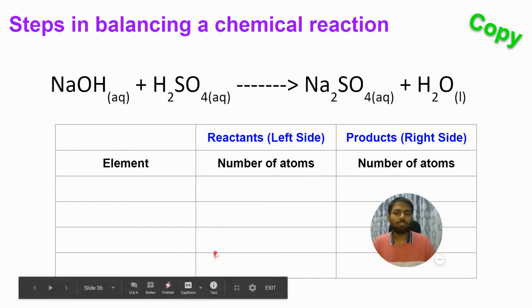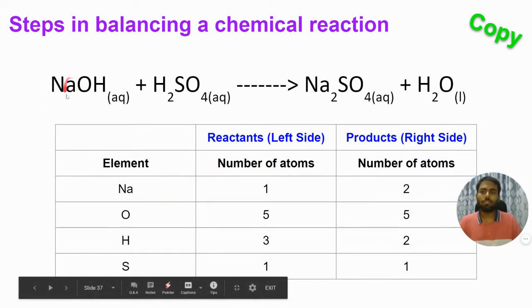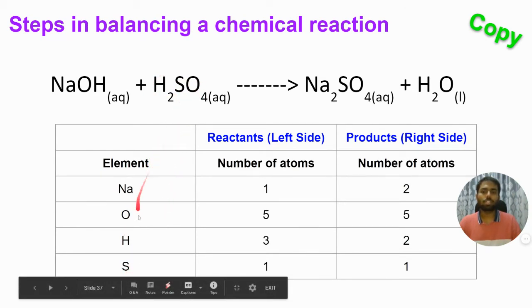Okay, I hope you have paused the video and you have filled the table now. Okay, now check your answers. So there are 4 elements here. First is Na, which is sodium, write it here. O is oxygen, which comes here. H is hydrogen, which comes here. Hydrogen we have already written. Sulfur, you will write it here. Oxygen we have already written here.